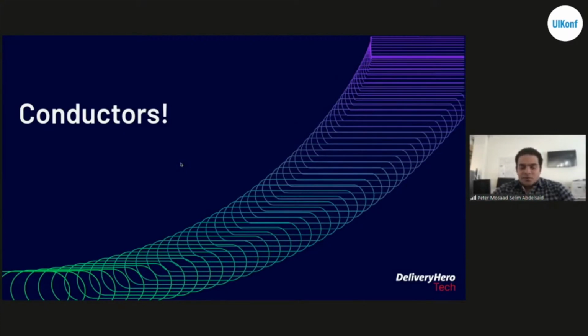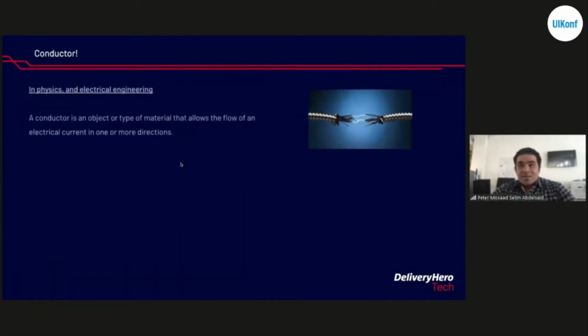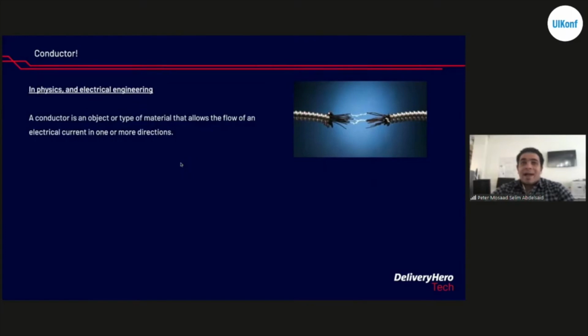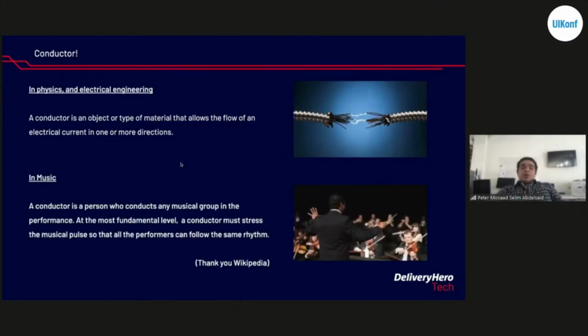Let me talk about conductors first. Conductors in physics are basically the material that can control or allow the flow of an electrical current in one or more directions, like metal, like copper. Copper is the best known conductor when it comes to electricity. The word conductor could work also for heat transfer. And in music, which I like the most, the conductor is a person who conducts the musical group, making sure that every performer in that group can follow the same rhythm.